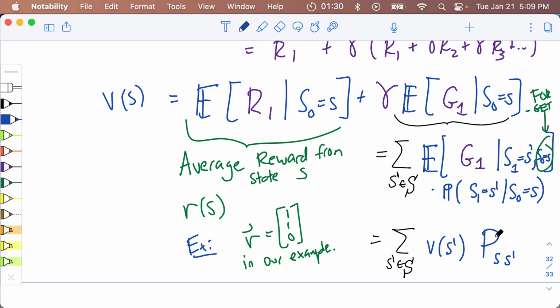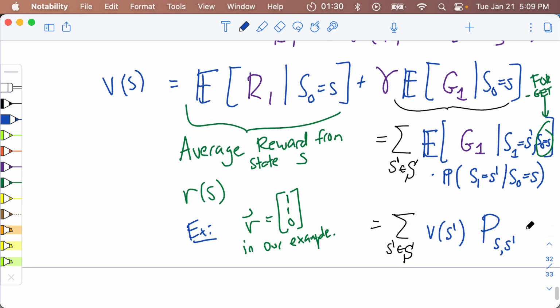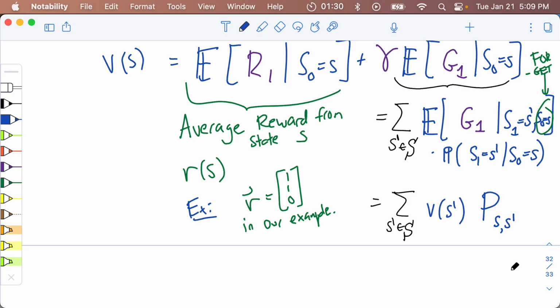P of S prime, the S prime entry of our probability matrix. If you're doing a sum like this, the sum over all the S prime of V of S prime times P S prime, that's exactly a matrix vector multiplication. So this is equal to P times the vector V, and then please take the S entry. So in total, we have V of S is equal to R of S plus PV, take the S entry.